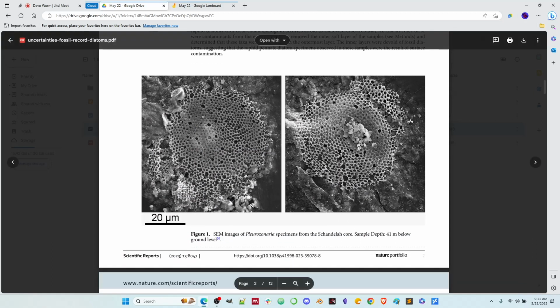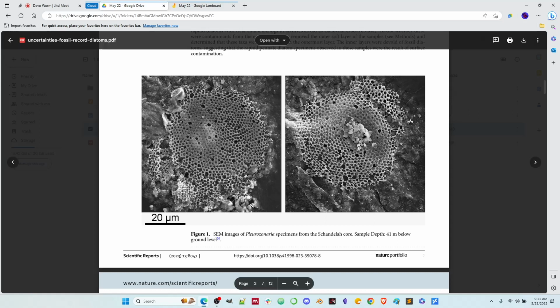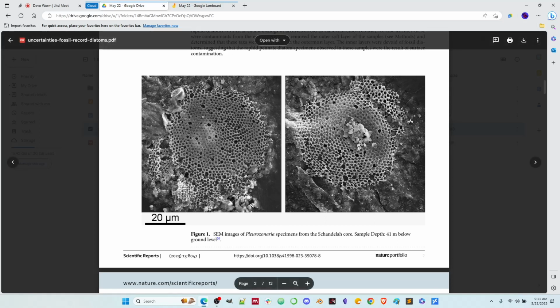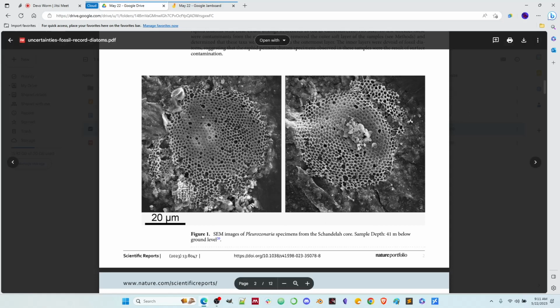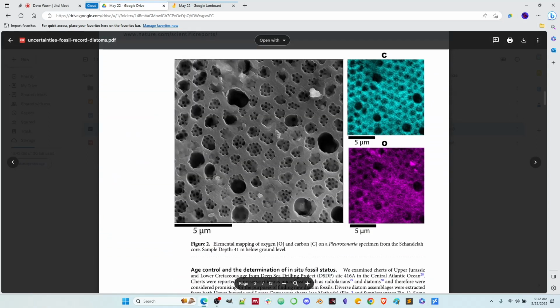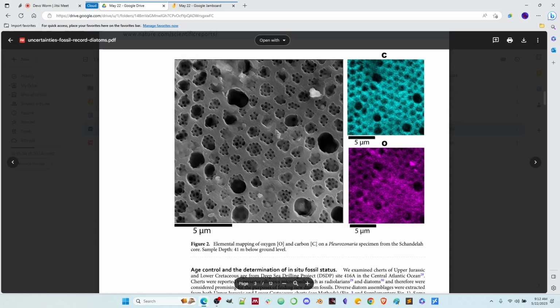So this is what a diatom looks like. This is an electron microscopy image of an assemblage. This is a species of diatom here. This is from a piece of rock that they've gotten, and they're doing the microscopy on it, and they show these little, they almost look like chambers or holes, and that's sort of the remains of the diatoms. And then this is a close-up of that where they're able to do elemental mapping of oxygen and carbon on a Pleurosira specimen. So this is where they're looking at the cell wall, and they're looking at sort of fixation of different oxygen and carbon molecules going through the cell wall.